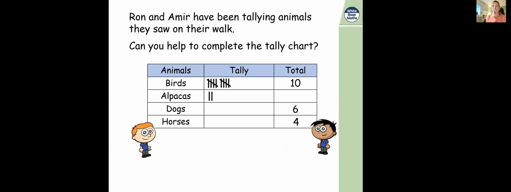Okay, alpacas. How many tallies are there for the alpacas? How many did they see? Shout it out loud. Good. So what number are we putting in our totals column here? It's not being filled in, look. That's right. The number 2.